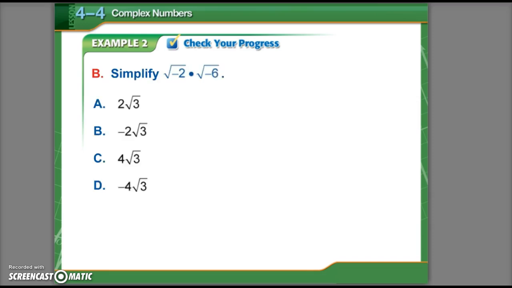Here's another one for you to check your progress on. You need to simplify the square root of negative 2 times the square root of negative 6. When you're ready, when you have your answer, go on to the next slide. And our answer here again is B, negative 2 times the square root of 3.